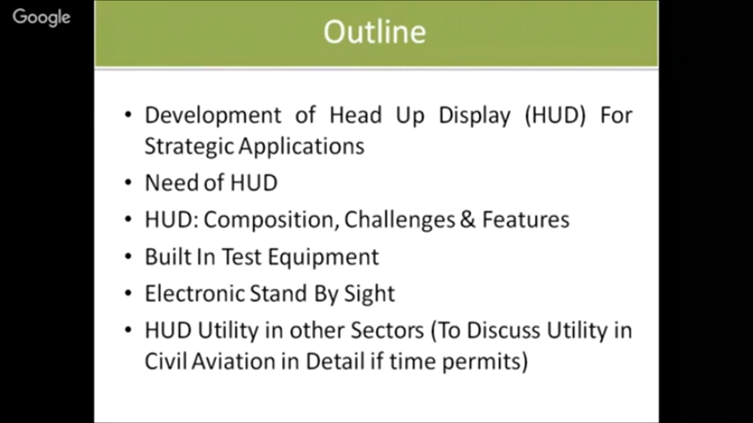Then, if time permits, we will discuss HUD's utility in other sectors. HUD is also seen as a potential use in many other automobile sectors, like high-end luxury cars. They are coming in some high-end luxury cars, but seeing the cost-benefit analysis, our HUD costs around 60 to 70 lakhs. That can't go in a 3 lakh rupees car. So if we develop something for automobiles, that is a very cost sensitive product, not more than 5 to 10,000. They are coming in certain BMWs and all those, but right now it is not a standard product.